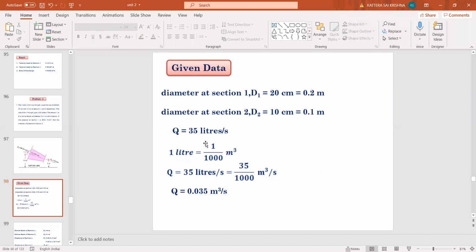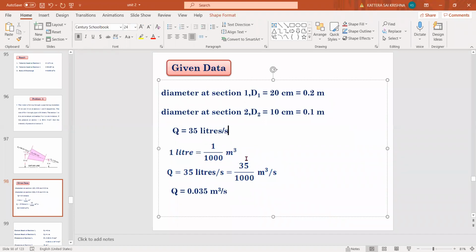Okay, so please copy up to here. This is very important because in these problems the discharge will always be given in terms of liters only. So we need this conversion compulsorily. Unit conversion is very important here. Liter to meter cube: 1 liter is equal to 1/1000 of meter cube.